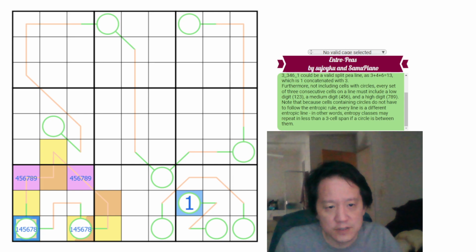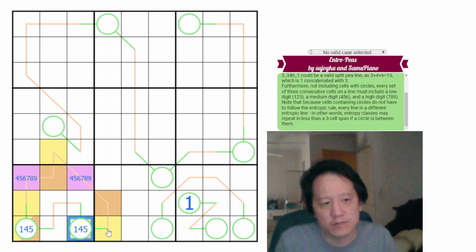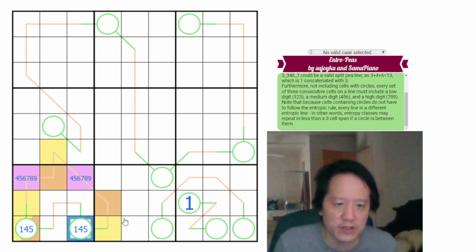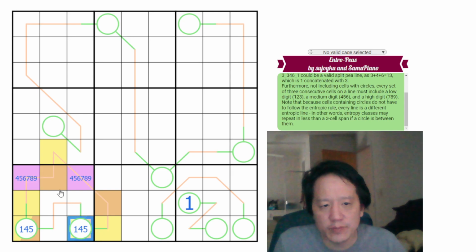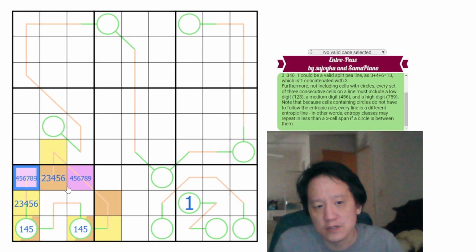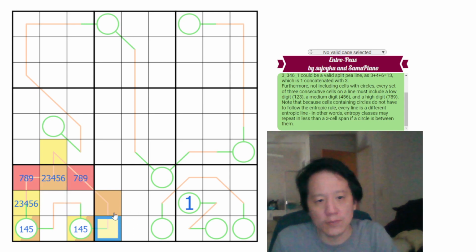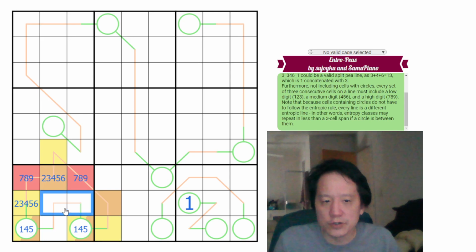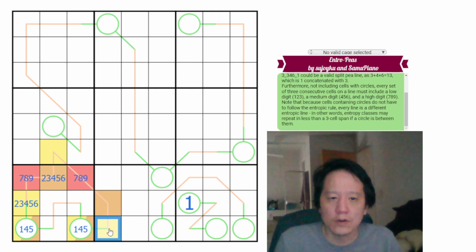That's maximum. So this is either 14. Oops. This is either 14 or 15 because it has to be 41 or 51 on the opposite end. So that means yellow is 2, 3, 4, 5, 6. So this has to be 7, 8, 9. So we know pink is the high. And yellow, orange are... Oh. Even more limiting.